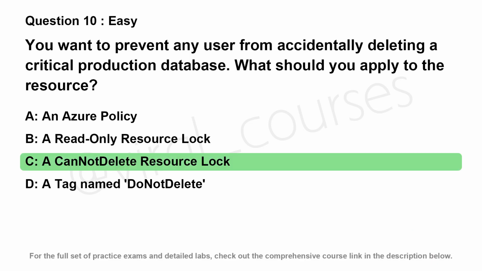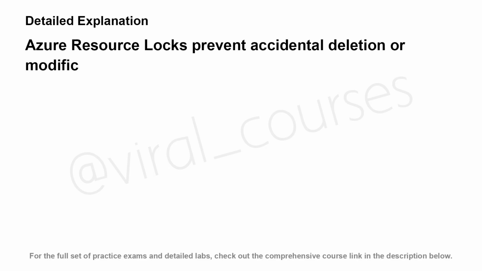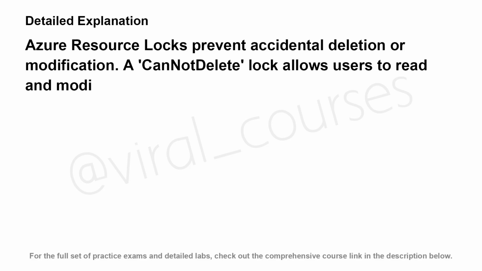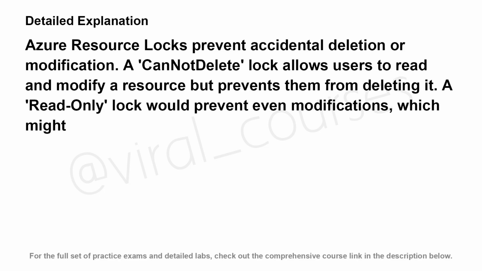The correct answer is C. Azure resource locks prevent accidental deletion or modification. A cannot delete lock allows users to read and modify a resource but prevents them from deleting it. A read-only lock would prevent even modifications, which might not be desired for a database.